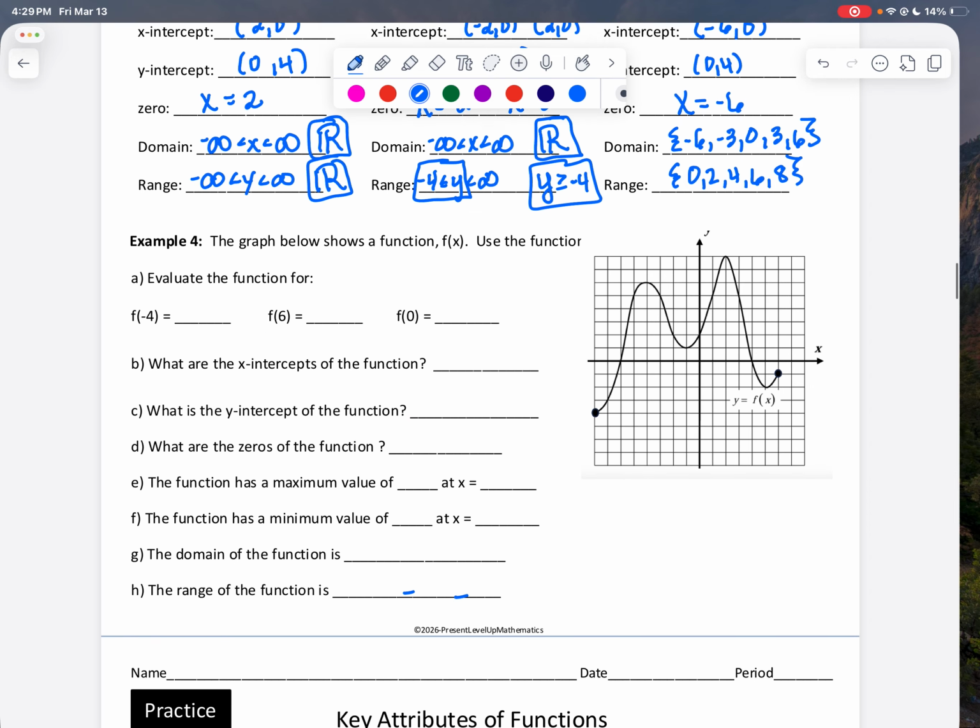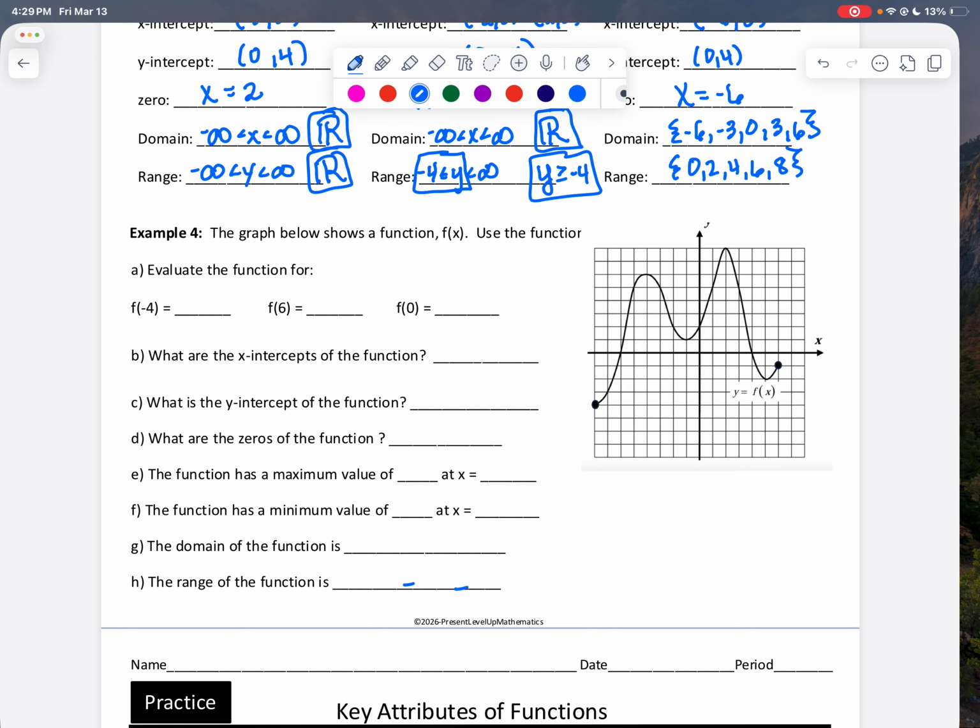All right, example 4. The graph below shows a function f of x. Use the function to answer the questions. So some of this will be review from previous lessons. For example, in problem A, it's asking us to evaluate the function for f of -4, f of 6, and f of 0. So remember, these are your x values.